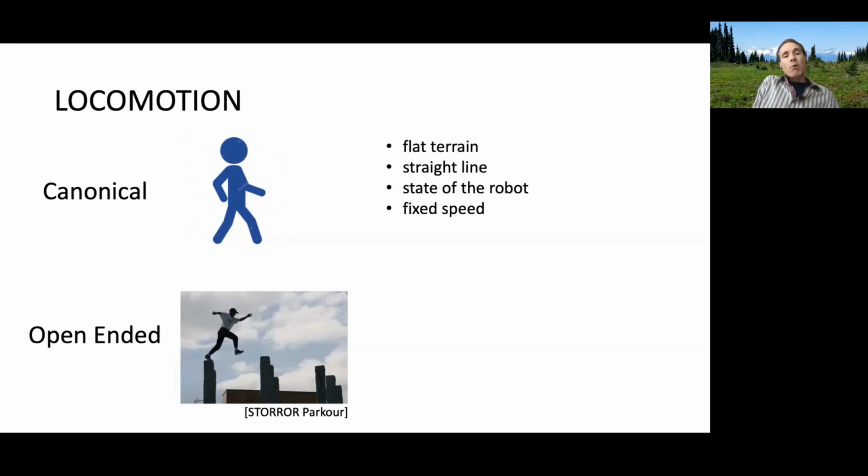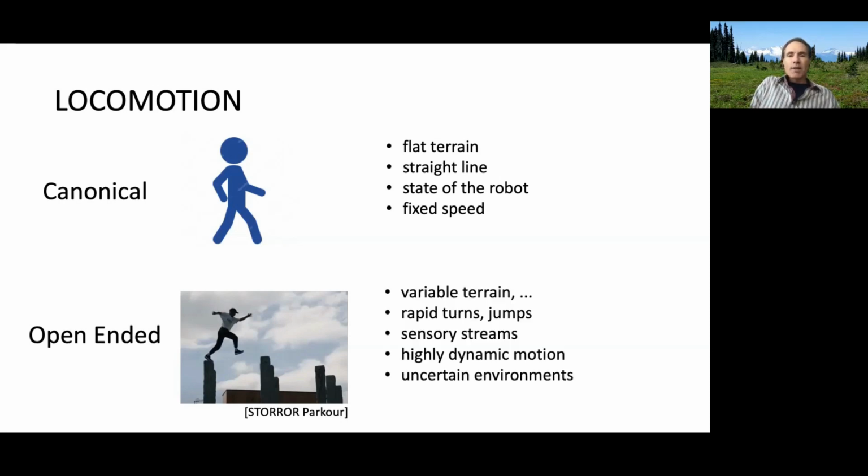And then of course where we want to end up is in the open-ended version. Here we can have variable terrain geometry, compliant terrain, different terrain frictions, rapid turns and jumps, working from sensory streams, so egocentric cameras that are just placed on our robot. And being able to do highly dynamic motions, and also to be able to deal with uncertainty.